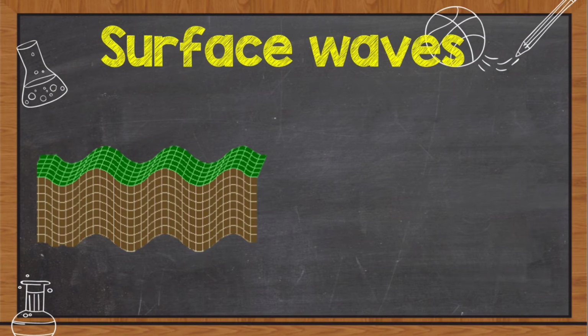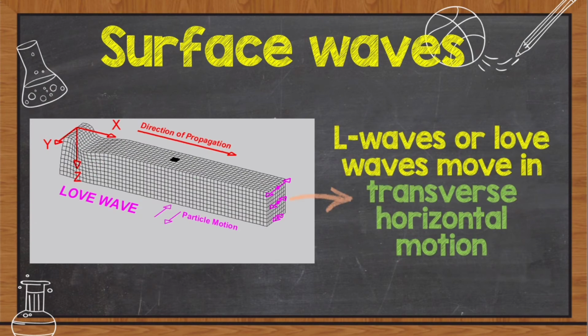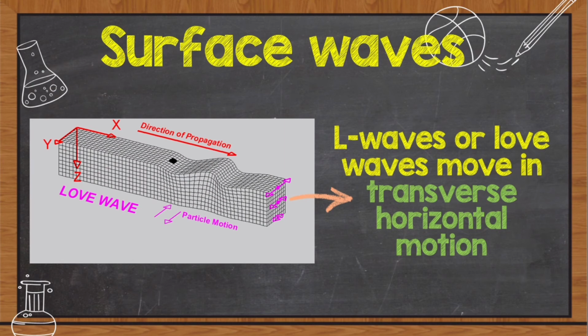Now, let's proceed to the surface waves. Surface waves are waves that travel on the surface of the Earth. They can be classified as L waves and R waves. L waves, also known as Love waves, move in transverse horizontal motion.